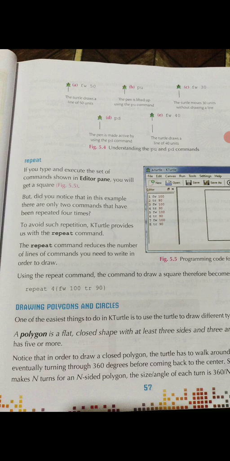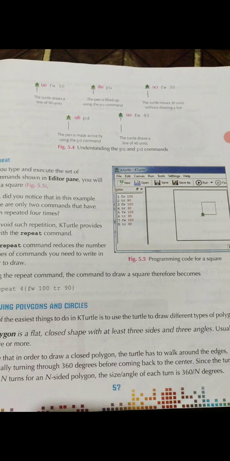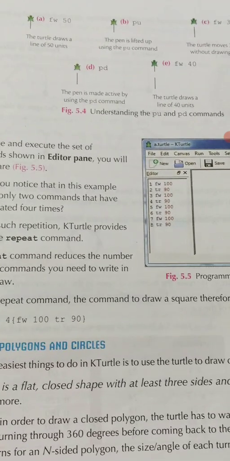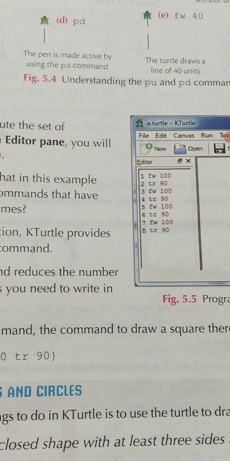The repeat command reduces the number of lines of commands you need to write in order to draw. Using the repeat command, the command to draw a square therefore becomes repeat, FW100 TR90. Now you will find that in figure 5.5, some of the commands are repeated again and again. FW100, FW100.